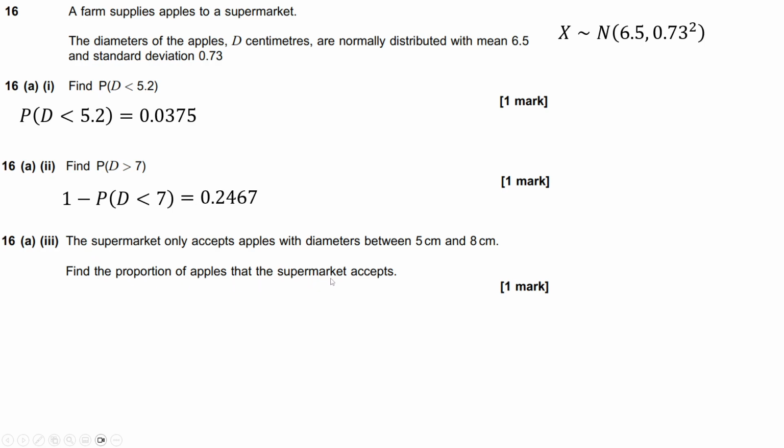Find the proportion of apples that the supermarket accepts if it's between 5 and 8. So we want d to be between these two. So we want d to be less than 8, and we need to subtract the probability that d is less than 5. That gets us between 8 and 5 if you just draw a normal distribution curve, the bell curve. Again, just put it into your calculator, you'll get this. I can't really offer much guidance with these questions because they're all just calculator. They're just testing whether you can use a calculator, which you should know how to do. But yeah.